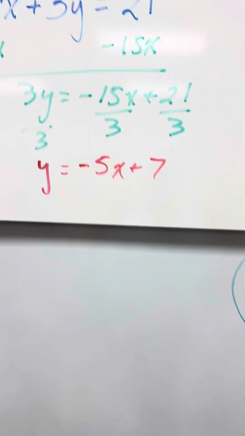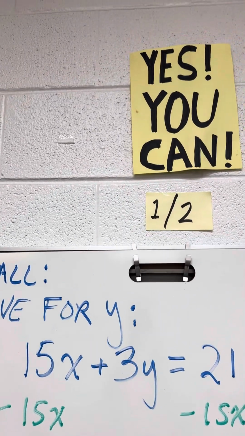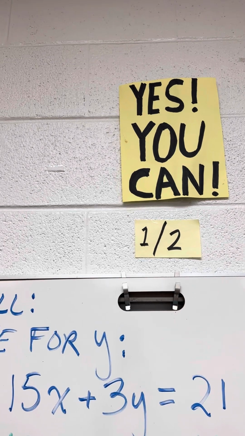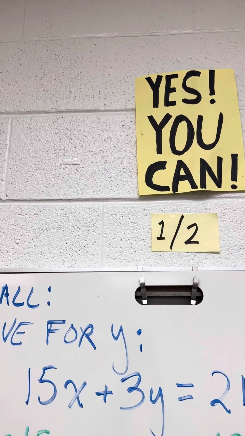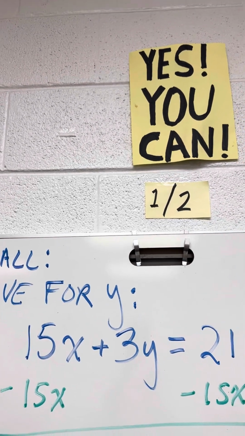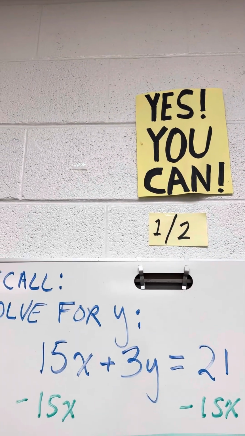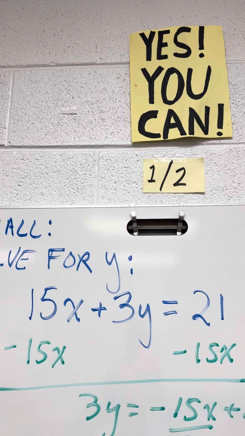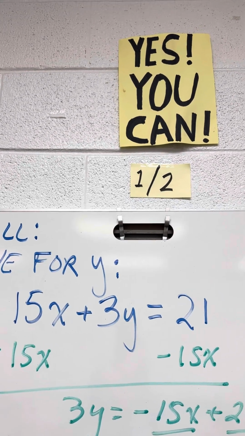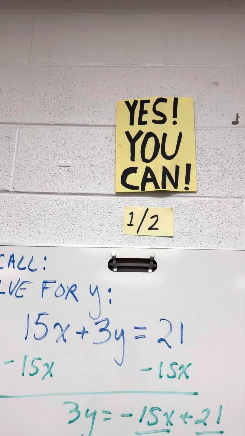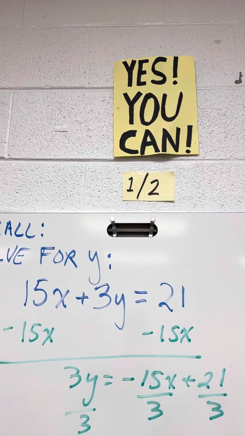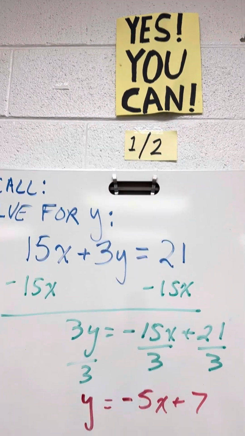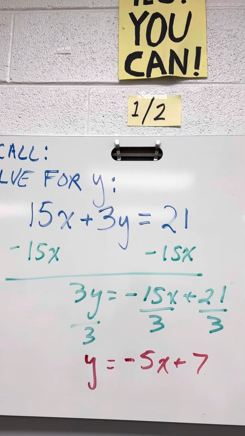For example, we've talked about this before. If we want this to say y equals, what do we have to do? We have to minus 15x from both sides, right? And we get 3y equals negative 15x plus 21. Then we're going to divide by 3 every term, right? And we get y equals negative 5x plus 7.